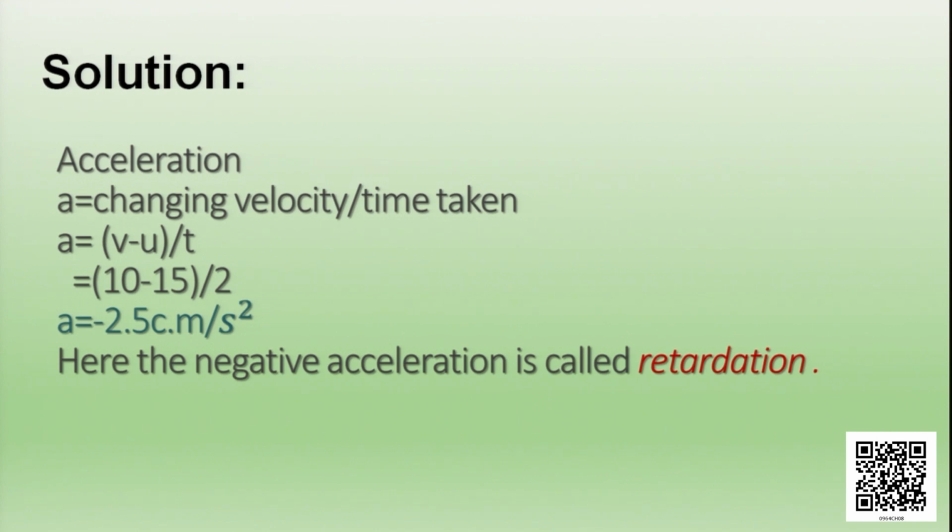So acceleration a, its expression is equal to v minus u, that is the change in velocity, divided by time taken t. You substitute the value of v, u, and t. Then you see the expression for a: a equal to (10 minus 15) divided by 2. If you calculate this, a equal to minus 2.5 meter per second squared.